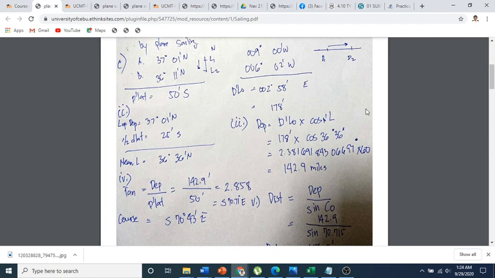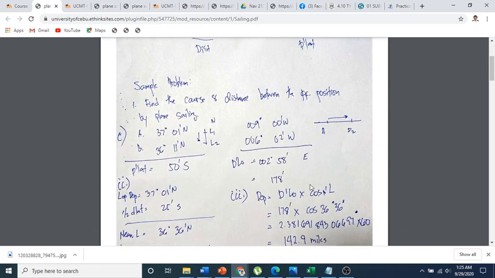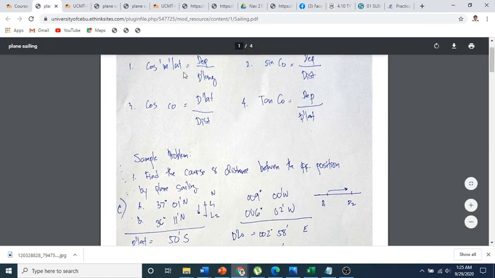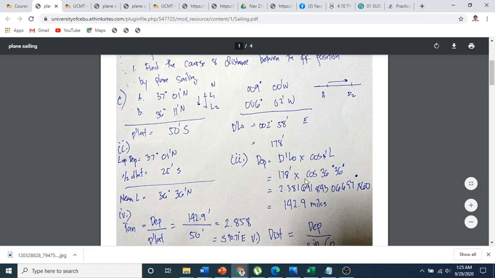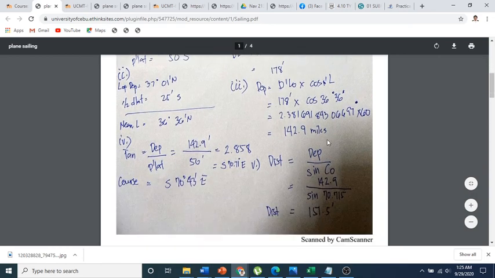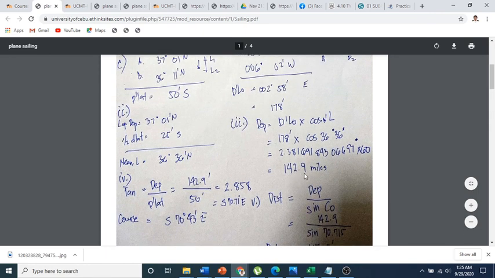After that, third step, we take the formula: departure equals DLO times cos mean latitude. We take cos mean latitude from here. We transmute that and we arrive at this formula. By substitution, 178, which is in minutes, and 36 degrees 36 minutes. You multiply that and you arrive at this answer, 142.9 miles. So that is the departure.